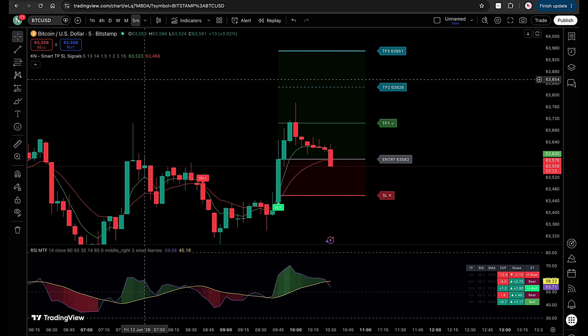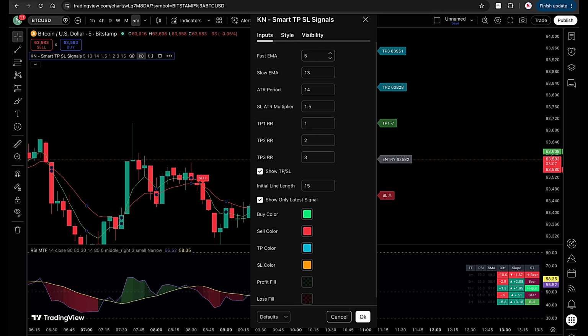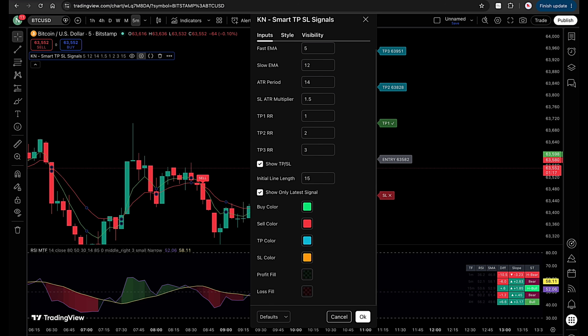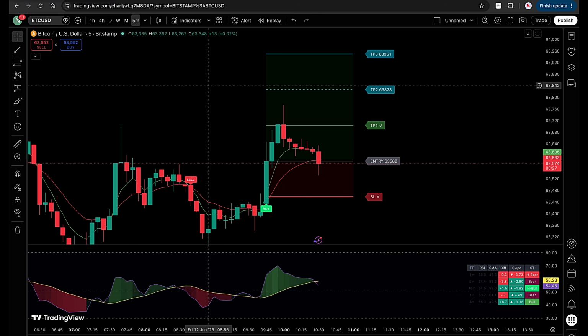So we need to change some settings here. We will go to the settings, and here in inputs we have fast EMA 5, slow EMA 13. We have to change it to 12. SL ATR multiplier 1.5. You can use 1 or else just leave it at the default 1.5. Here it is TP1, it will be the same, all of these will be the same. Okay, so our second indicator settings are also done, so we have to click on OK. So we have configured the settings for both indicators.